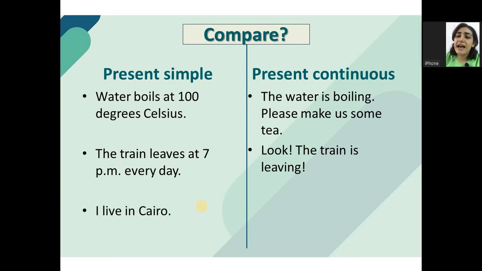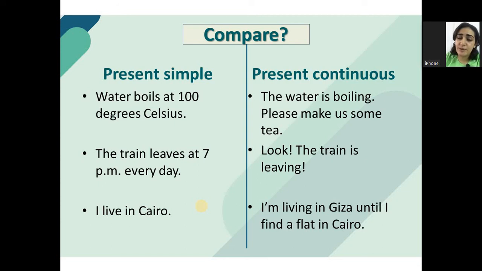I live in Cairo. I'm living in Giza until I find a flat in Cairo. I live in Cairo is a statement about a permanent situation, while I'm living in Giza until I find a flat in Cairo expresses a temporary situation that is taking place for a limited period of time until the speaker finds a flat in Cairo.